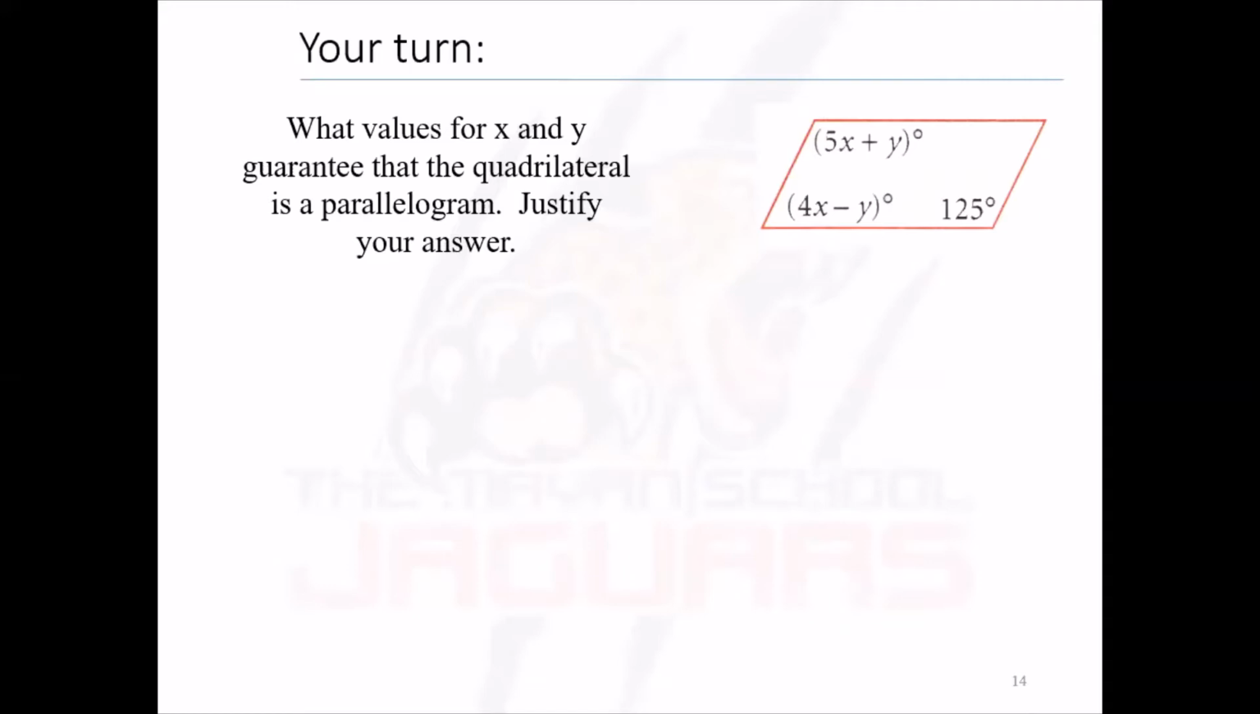And I noticed that the angles that are labeled 5x plus y and 4x minus y are consecutive angles. And if I need to prove that this quadrilateral is a parallelogram, it would be enough to prove that these two consecutive angles are supplementary. So that's what I'm going to prove at this moment. So consecutive angles are supplementary. So if they're supplementary, it means that they add up to 180 degrees.